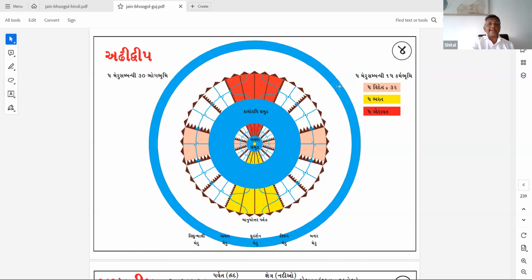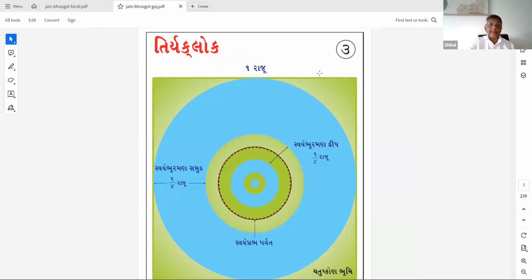So this is Lavan Samudra. Okay. So the island just immediately next to the Lavan Samudra, or just on the inside, what is the name of that island? It's not shown clearly here, but imagine there was an island just immediately before the Swayambhu Raman Samudra. So what is the name of that island? Swayambhu Raman Dweep. Yes. You can see that actually shown here. So this is Swayambhu Raman Samudra, and the island on the immediate inside is Swayambhu Raman Dweep.